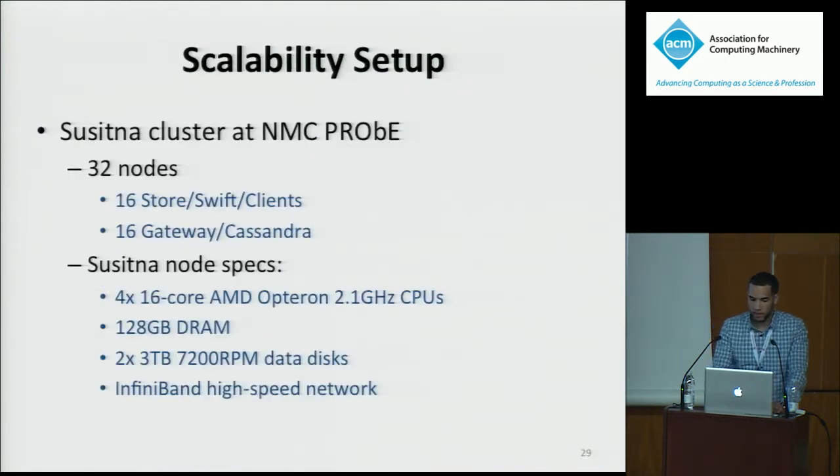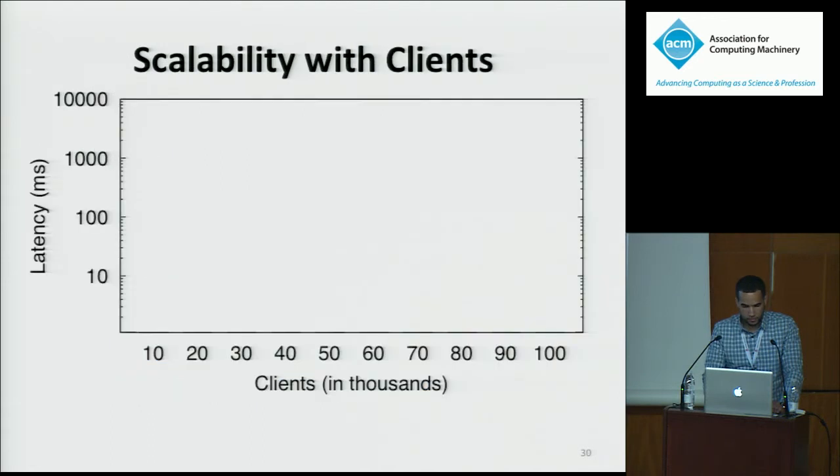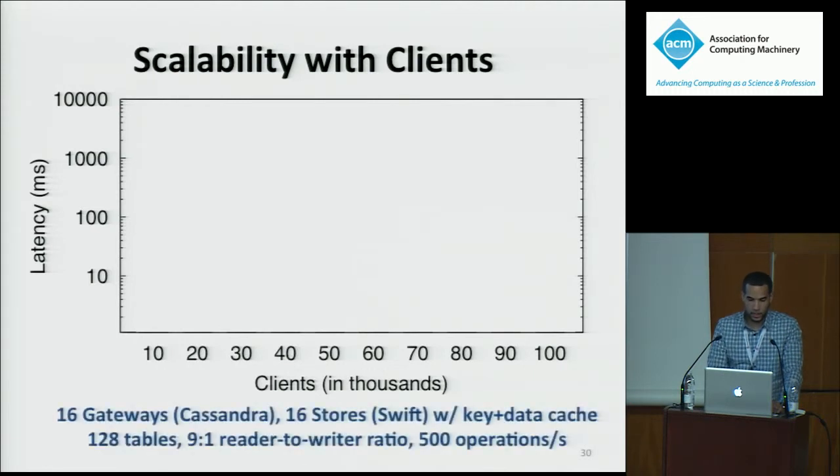So for the scalability evaluation, we're fortunate to use some beefy nodes at the Susitna cluster at PRObE. And I'll show that Simba is able to scale under high client load. In this experiment, we deployed 32 different nodes. 16 nodes had our gateway and Cassandra deployed on them, and another 16 nodes had our store and Swift deployed on them. We had 128 tables across these with a 9-to-1 reader to writer ratio and kept the operations per second at 500. The y-axis measures the client perceived read-write latency to the Simba Cloud, and note the log scale on the y-axis.